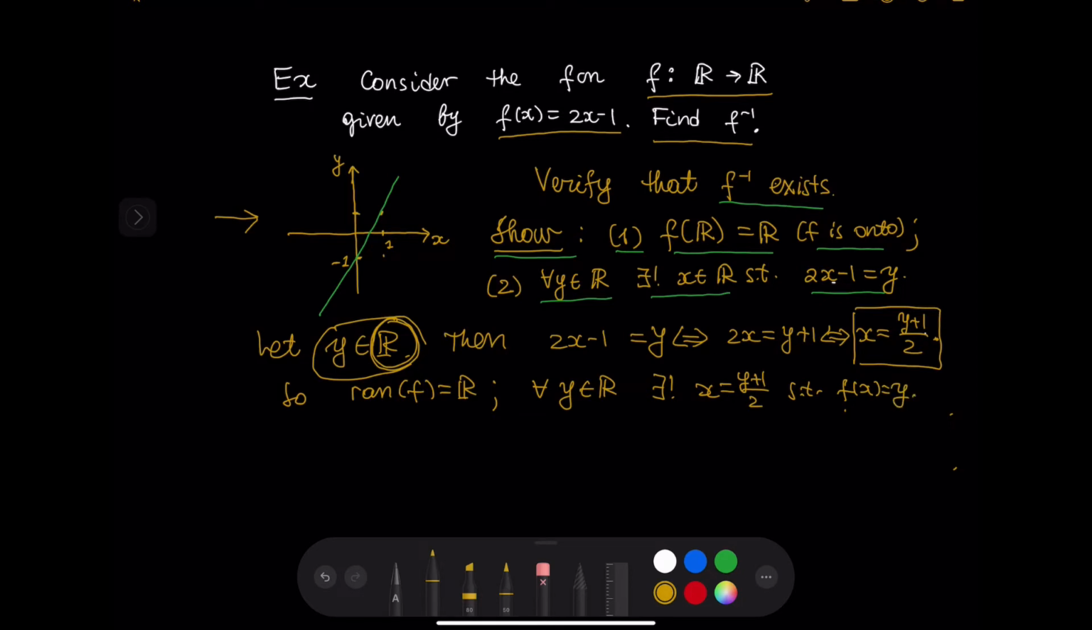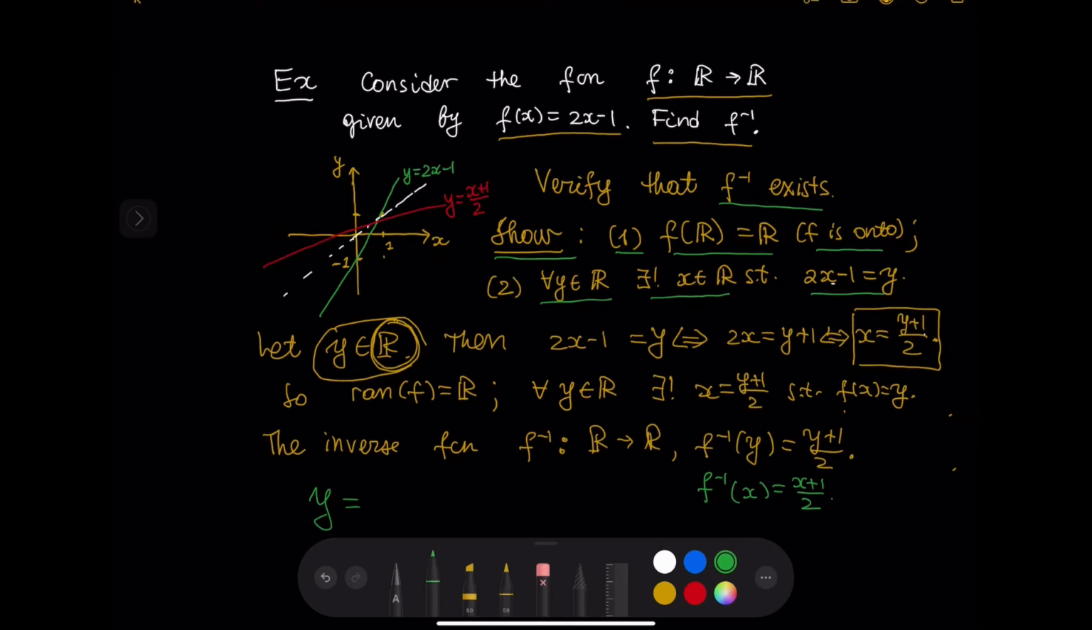So both conditions are satisfied, so the function indeed has an inverse, and actually we already found the inverse. The inverse function f inverse is a function from R to R, and it is given by the formula f inverse of y is equal to (y plus 1) over 2, which we can rewrite as f inverse of x equals (x plus 1) over 2.